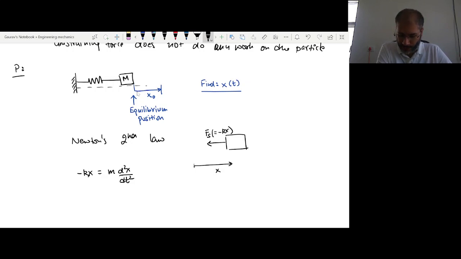And since we have to solve for x as a function of t, that is what is asked from us, we will write this in the form of a second order ordinary differential equation and solve it. If you know how to solve it, this is not a very complicated problem. But let us say we do not know how to solve a second order ODE, and we will want to use the work and energy approach to solve this problem. So let's try it the work and energy way.